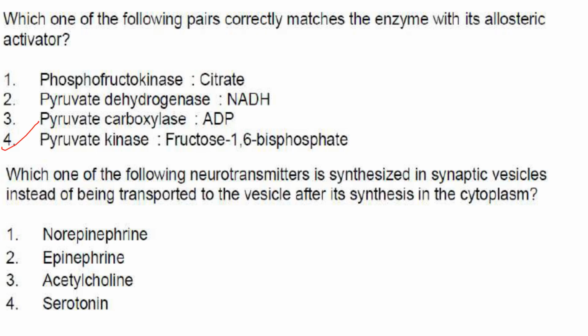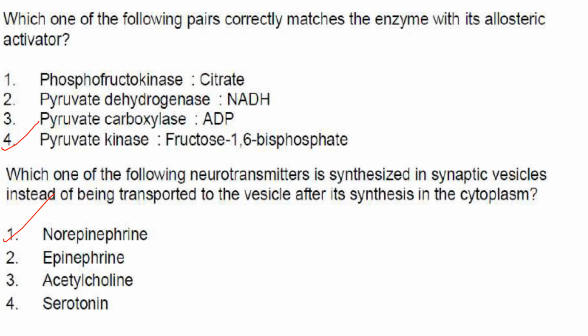Then next one. Which of the following transmitters is synthesized in synaptic vesicles instead of being transported to the vesicle after its synthesis in the cytoplasm? So there are neurotransmitters that are synthesized in the synaptic vesicle. They are not transported to the vesicle from the cytoplasm after synthesis, but they are synthesized in the synaptic vesicles, and one such is norepinephrine. So this is the next points I will be telling only for your information.